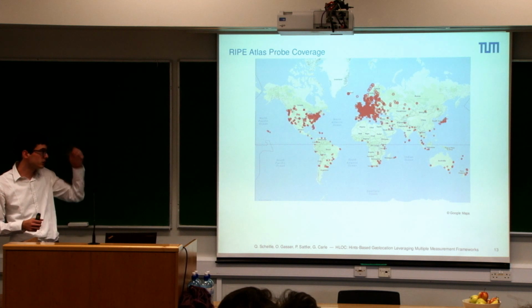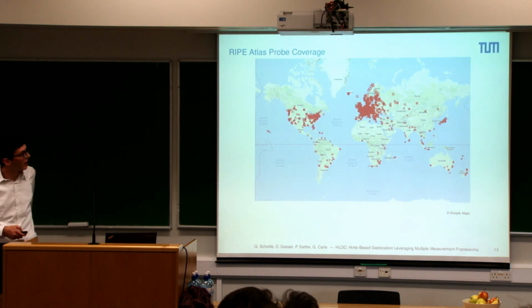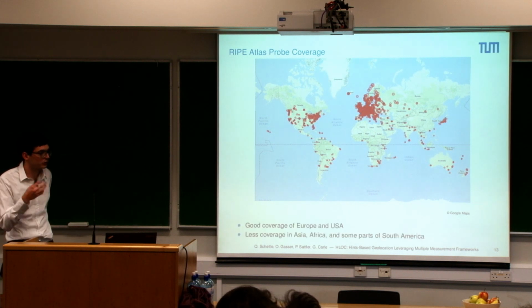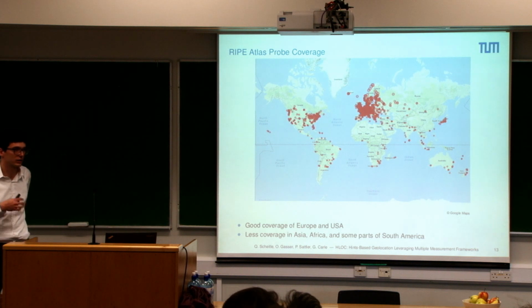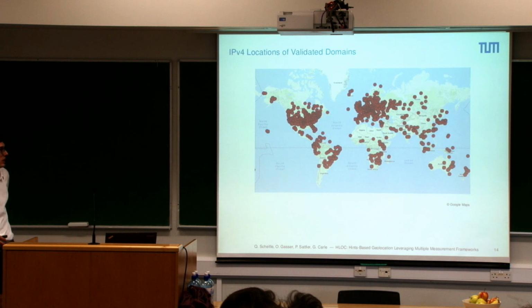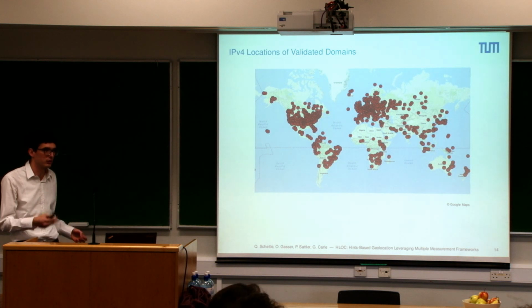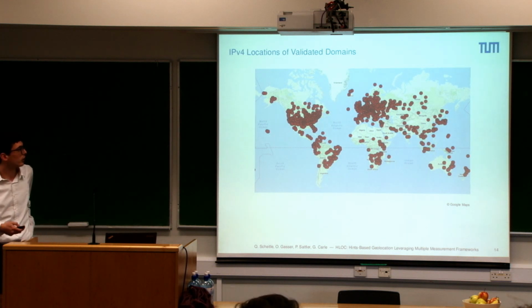Next we see a map, which some of us may already have seen in the PhD school. These are the locations of the RIPE Atlas probes which were available a few days ago. And we see that it concentrates on Europe and the US, and the rest of the world is not as well covered. And now these are our validated domain locations. They look similar to the RIPE Atlas locations of the round-trip time measurements.